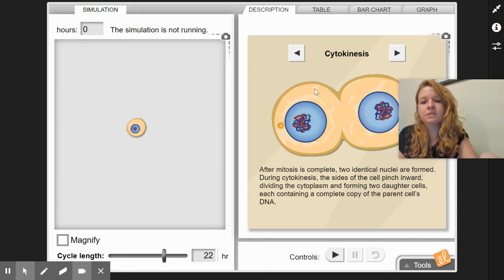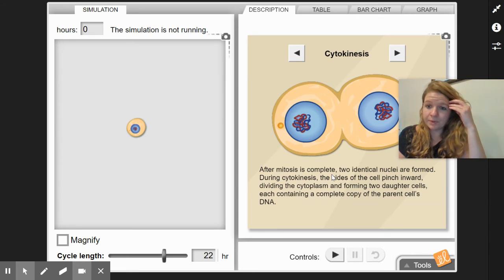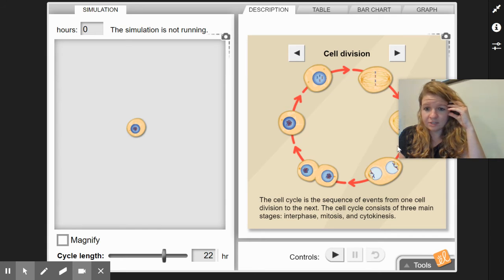Cytokinesis in animal cells and plant cells is a little different. So we'll talk about that coming up here in a couple days. Do you start to see how we're kind of having two cells here? The cytoplasm goes to either side to make sure that we have enough cytoplasm in each cell to carry out its processes. But then the cells start to pinch inwards, and eventually we'll have two daughter cells, each containing a complete copy of the parent DNA. So all in all, this is what your cell division looks like.